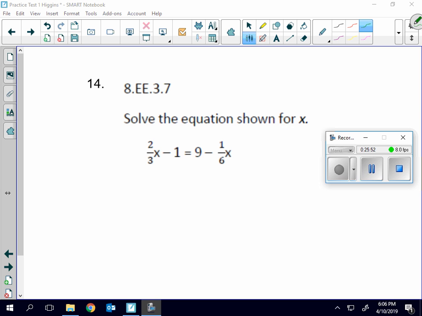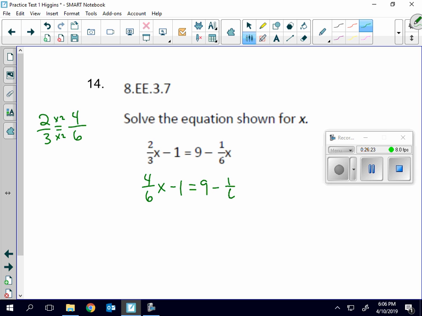But I am going to change them all to the same denominator so that when I go to add and subtract, I can do that. Remember, when you add and subtract fractions, you need to have the same denominator. So let's just change 2/3 for a second into sixths. How many sixths is 2/3? Well, I multiplied here by 2, so I got to multiply the top by 2, so this is a 4. So I'm going to change the 2/3 to 4/6 x minus 1 equals 9 minus 1/6 x.